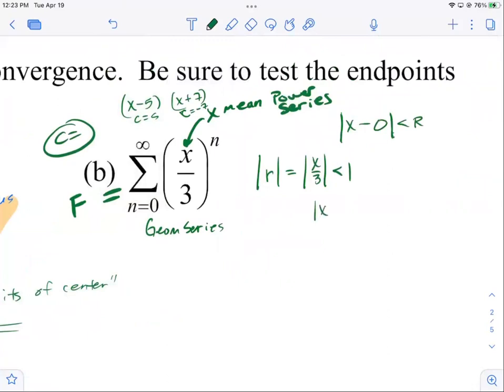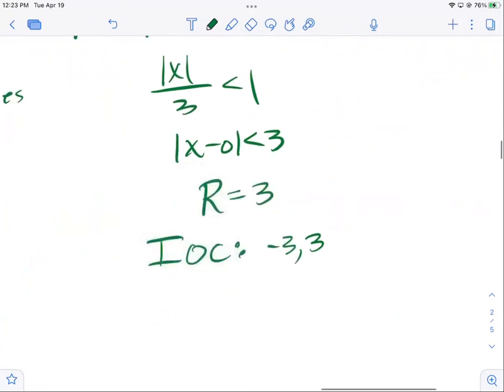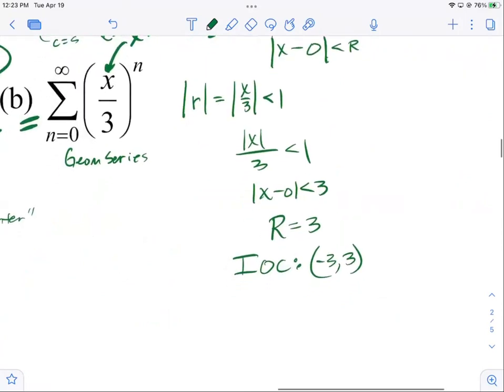Well, we can actually take the absolute value of 3 out and then multiply both sides by 3. And we get 1 times 3 is 3. So there it is. The center is 0. The radius of convergence is 3. And what would the interval of convergence be? Well, it would be the center 0 minus 3 to get -3, and then 0 plus the radius 3 to get +3. Now, again, normally we would have to test the endpoints, but do we really need to test the endpoints here? We know it has to be strictly less than 1, so the endpoints aren't going to work. So it's a big time saver.